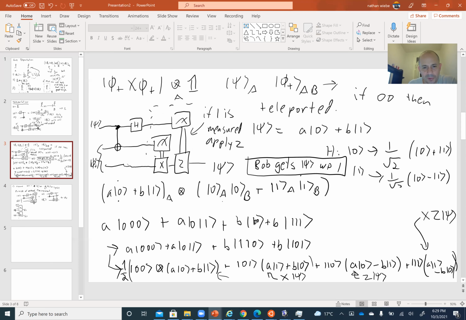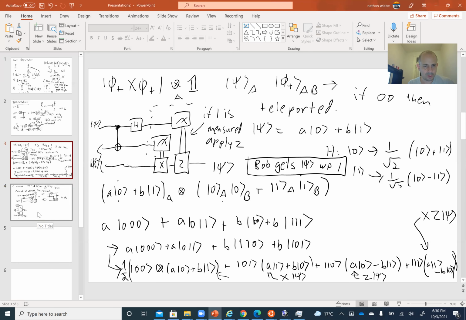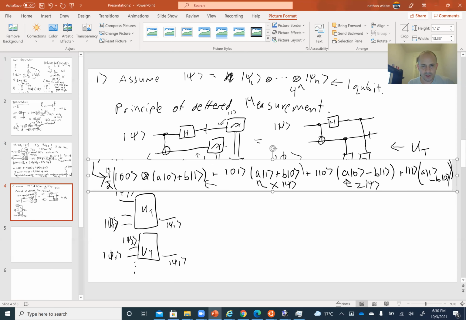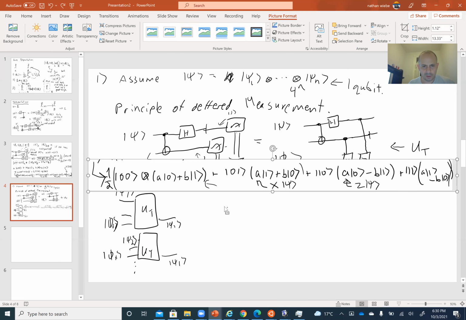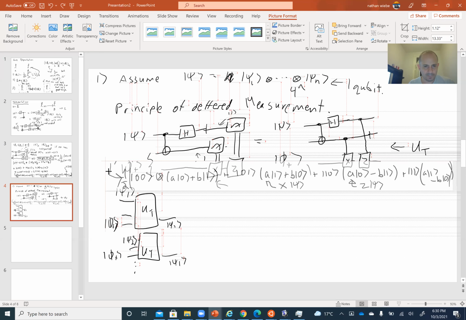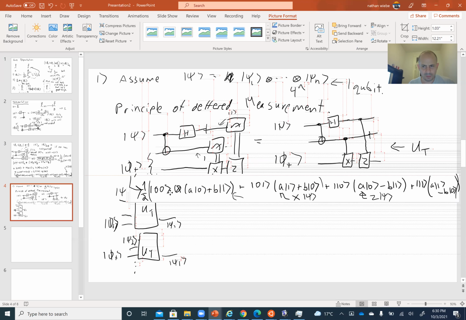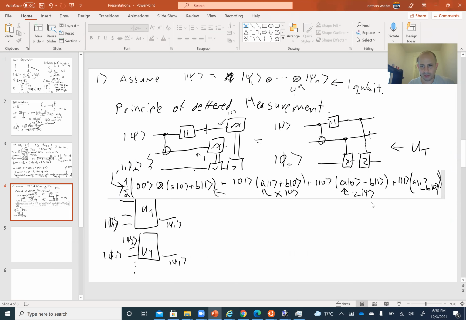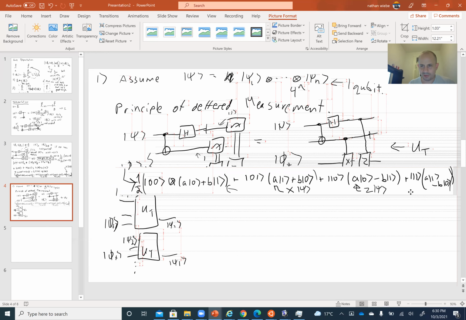So if we end up applying the correction operations, let me just copy this. So if we end up copying, oh, that was interesting. Okay. Wow. All right. Windows is clearly being too smart for its own good.